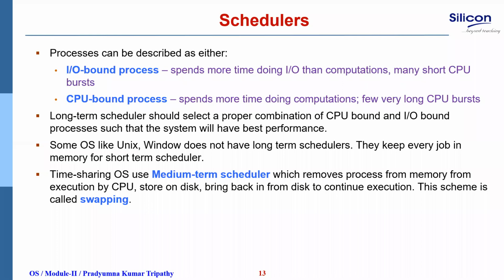Correct? For example, if I ask you to input 30 numbers and find the sum, how many instructions are there? There will be 30 instructions to input, maybe in a loop or whatever. So 30 times it is doing the IO operation, maybe the scanf operation, and there might be one computation, or CPU computation. This kind of process we call an IO bound process: more IO, less computation. I input 30 times and the CPU computes only once.